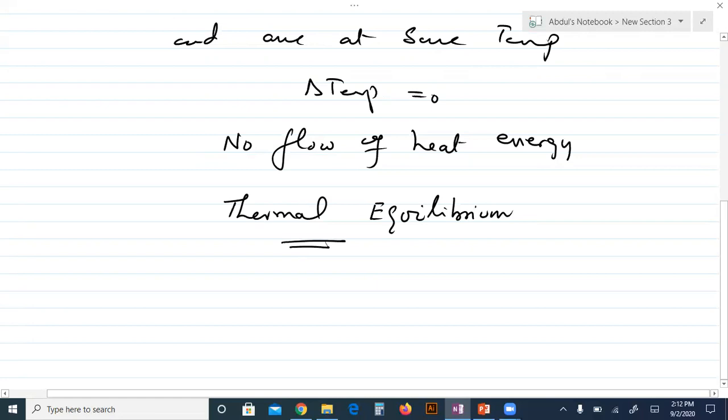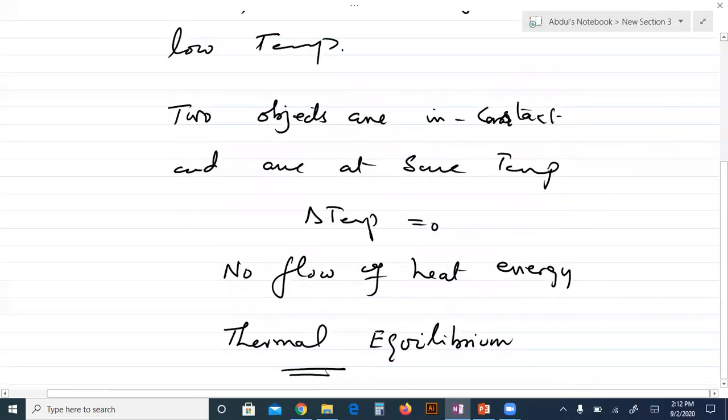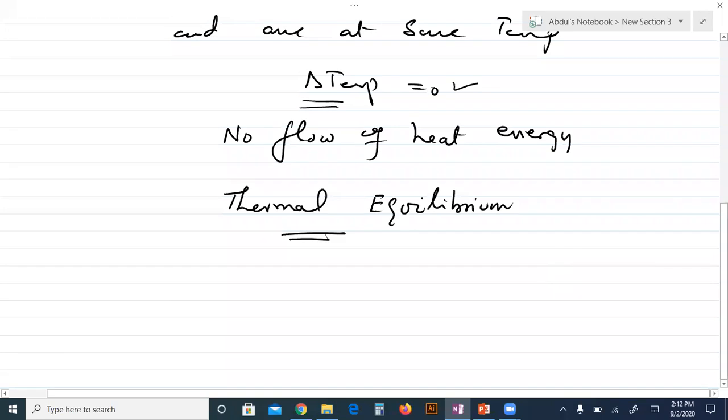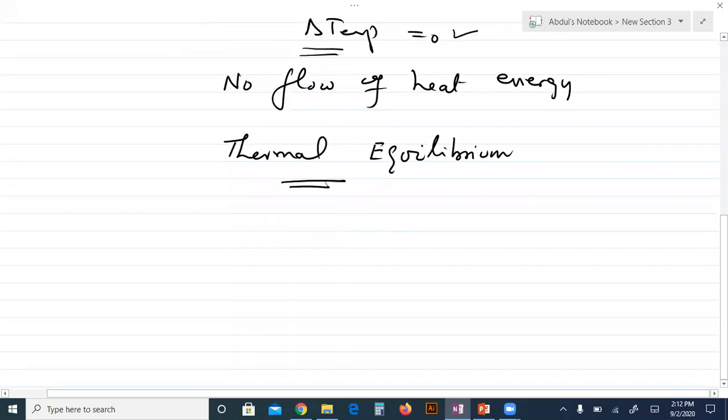So the heat flows from high temperature to the low temperature, but when both objects are at the same temperature, temperature difference 0, no heat flows from one object to the other. This is called thermal equilibrium. For the thermal equilibrium, both objects must be at same temperature.